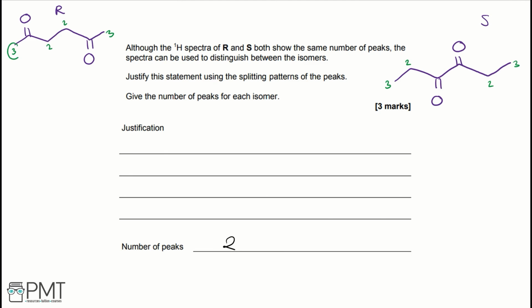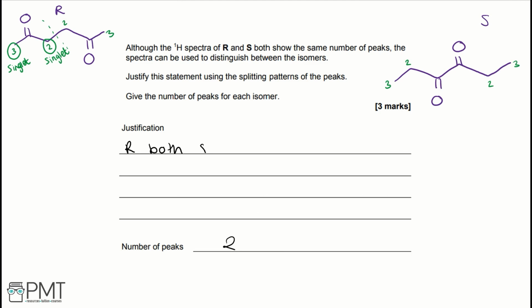So looking at this environment with 3 hydrogens, well, it's next to this carbonyl with no hydrogens, so that means we're going to have a singlet. Then if we look at number 2, well, there's a line of symmetry here, so we ignore the other environment number 2, and we just look at what's next to 2 on the left-hand side. And again, it's next to this carbonyl group, so that means it's going to be a singlet. So we have 2 singlets for R, which we can write in our justification.